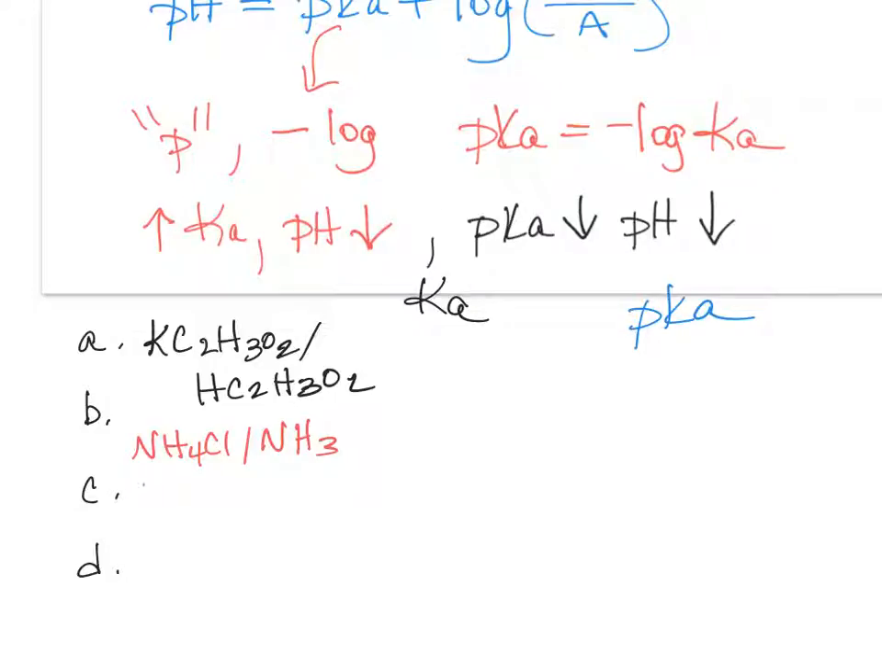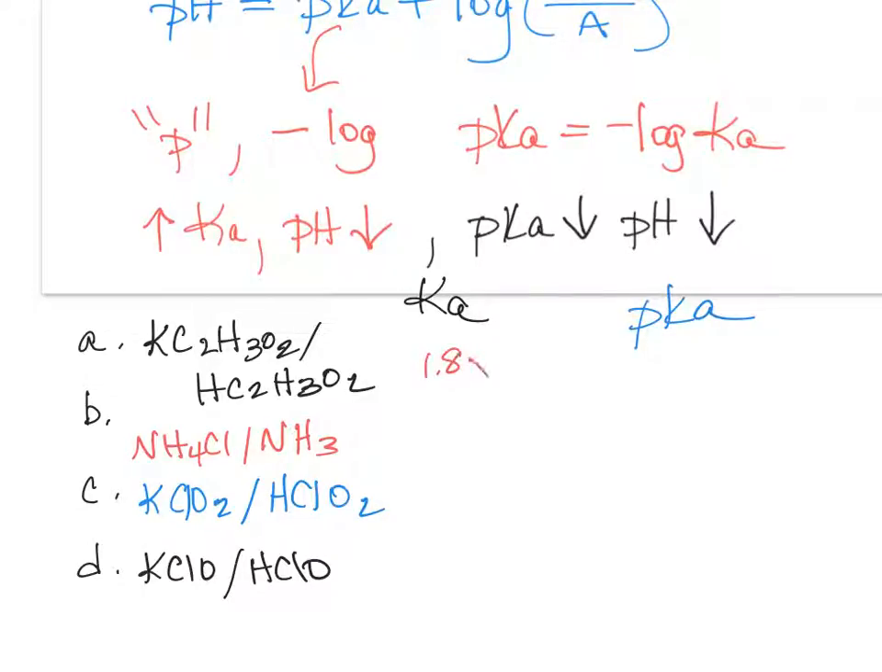The third one is potassium hypochlorite, ClO2 to HClO2, and then the hypochlorous, potassium ClO to HClO. All right, I looked up on the chart in the book the Ka values. 1.8 times 10 to the negative 5th. The next one is 5.6 times 10 to the negative 10th. The third one is 1.1 times 10 to the negative 2nd. And lastly, 2.9 times 10 to the negative 8th.